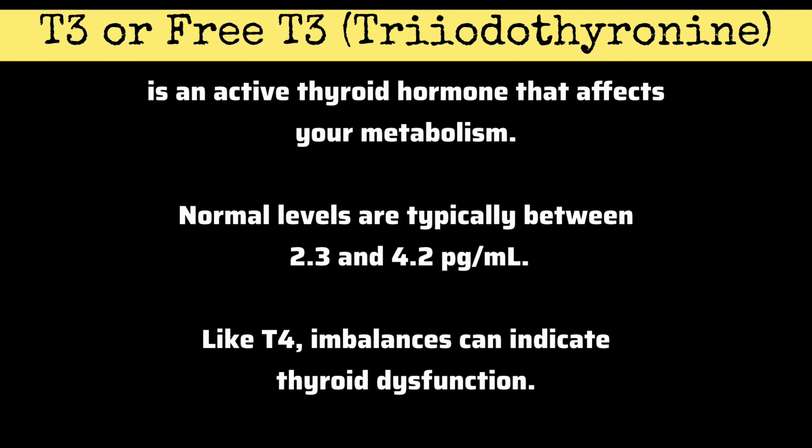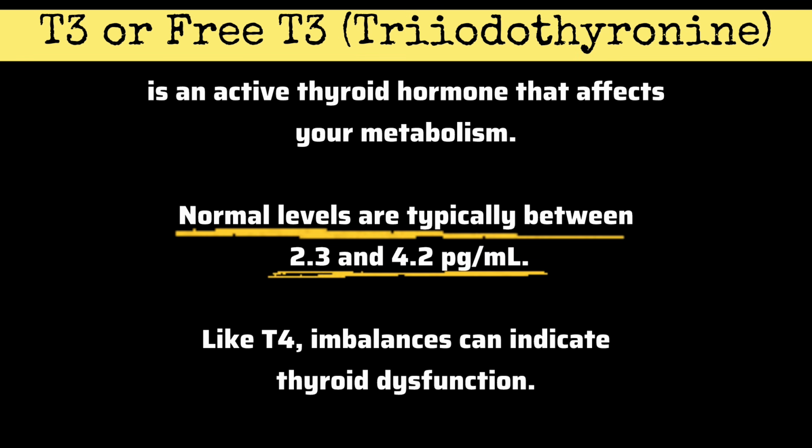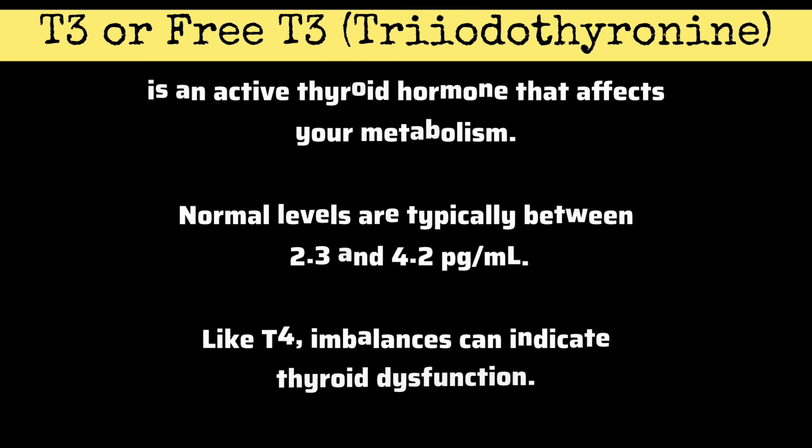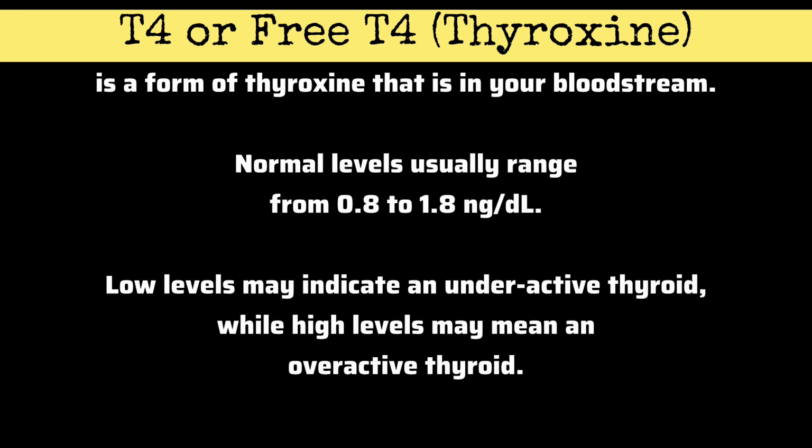The T3 is the triiodothyronine, also known as free T3. These levels range from 2.3 to 4.2, and this is important in your metabolism. The T4 is known as thyroxine, or also free T4. These normal levels are between 0.8 to 1.8. Low levels suggest an underactive thyroid, and high levels can mean you have an overactive thyroid.